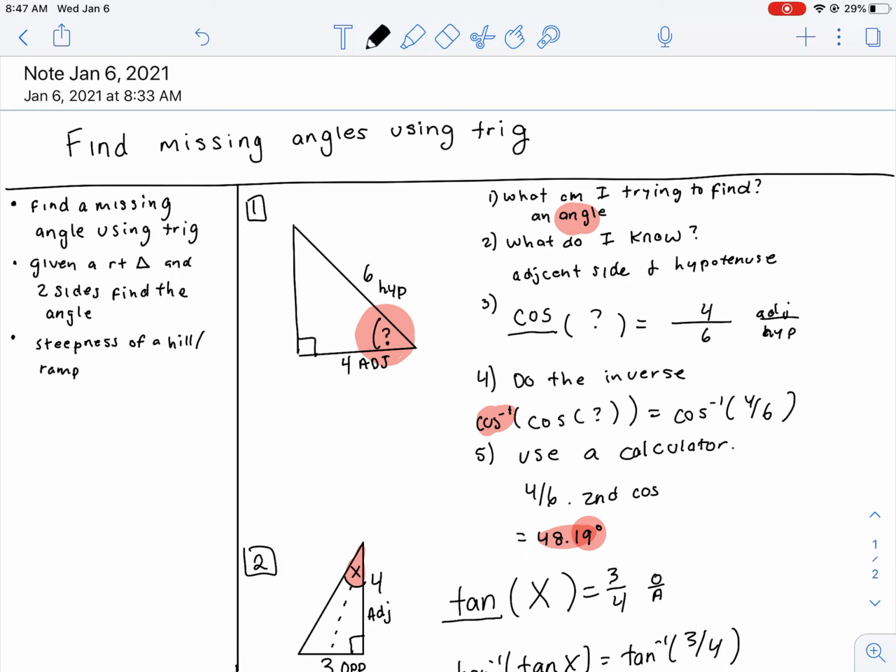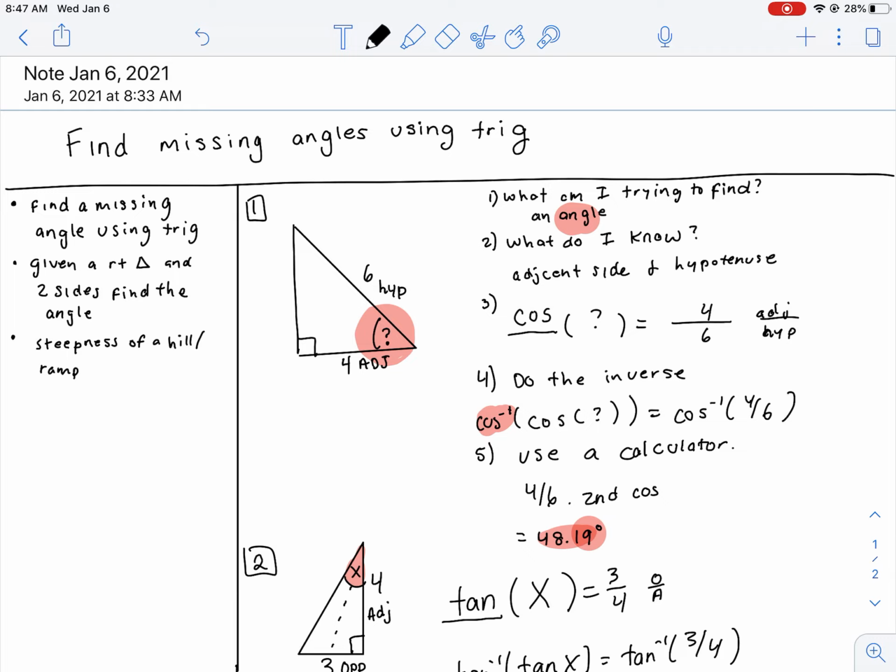Okay? And so that's kind of the situation that you have here in number 1. Well, difference, you have the hypotenuse, but same idea. So what you're trying to find is that missing angle, that question mark. Notice there's a little curve mark there, which tells us that that's what we're looking for. It's an angle.